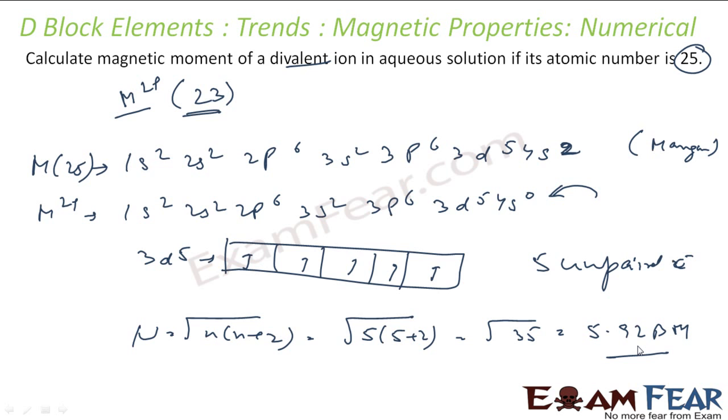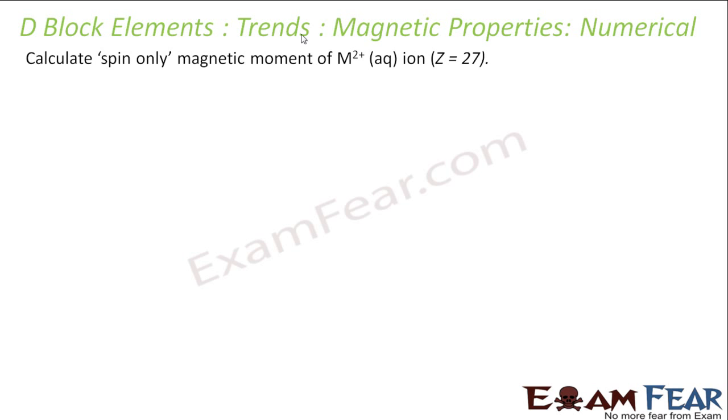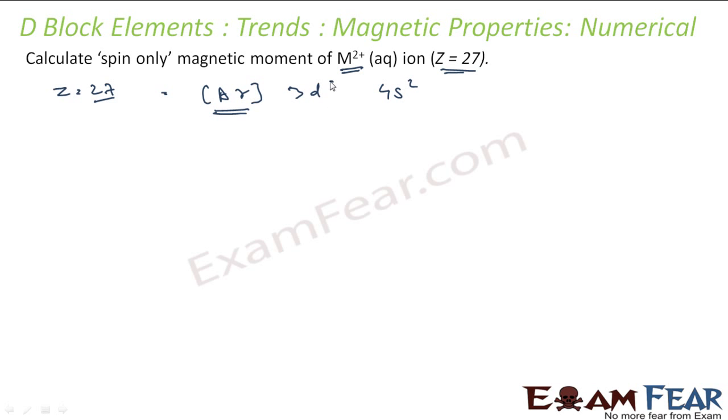So please first find the electronic configuration of a given metal and then find the electronic configuration of the given metal ion, and make sure that you pluck electrons from the outermost s orbital. Calculate the spin only magnetic moment for M2 plus where Z is equal to 27. We can write argon, which will take care of 18. Then 4s2, 20. Rest will be in 3d, 7. This will be the electronic configuration of Z equal to 27.